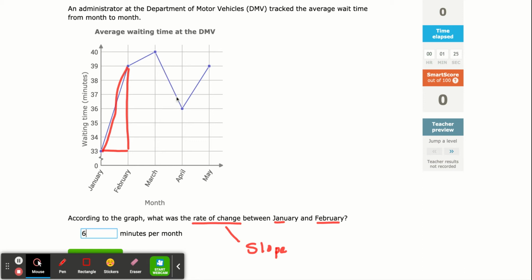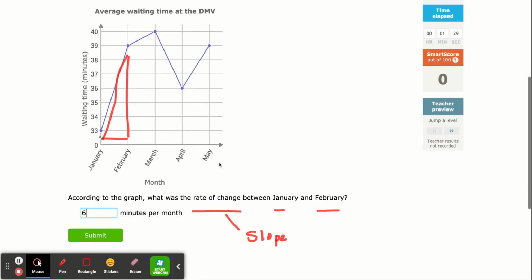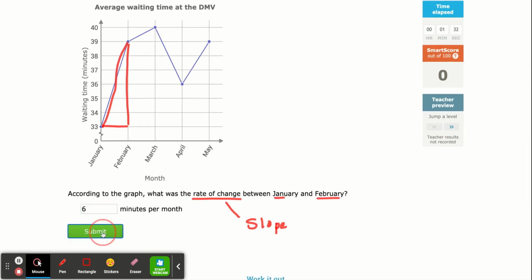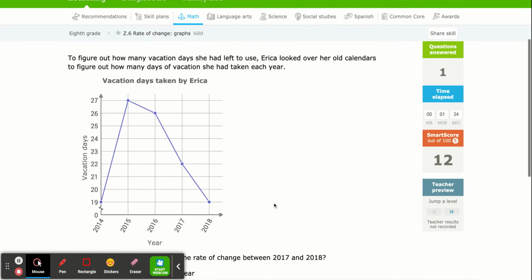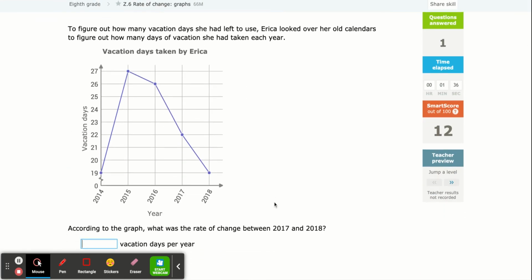But it's different at different spots on the graph. In fact, at some point it even goes down. So rates of change do not have to be constant. So this lesson will be very easy. Most of you will fly through this lesson.